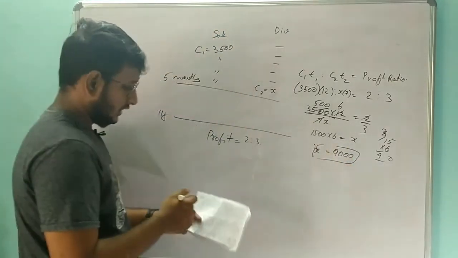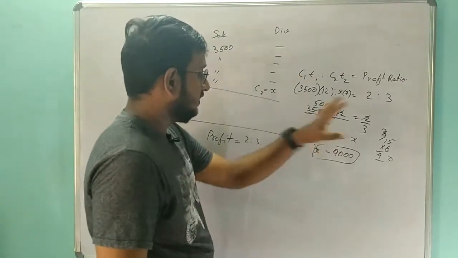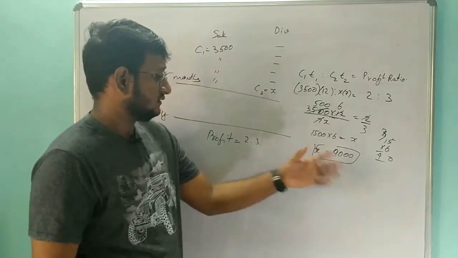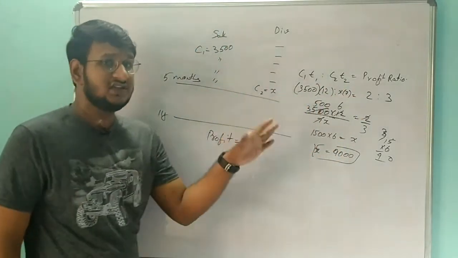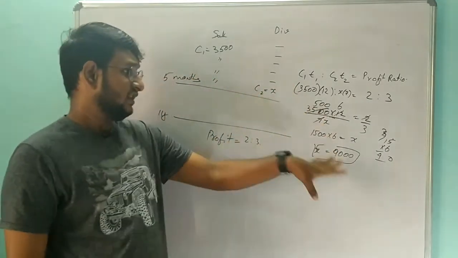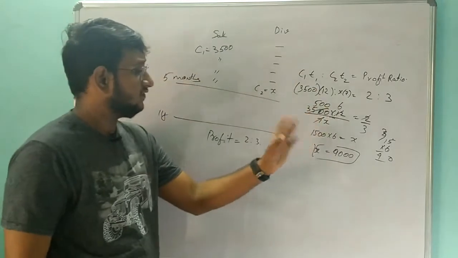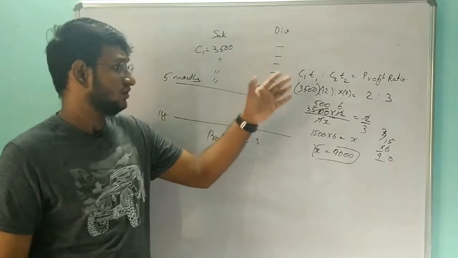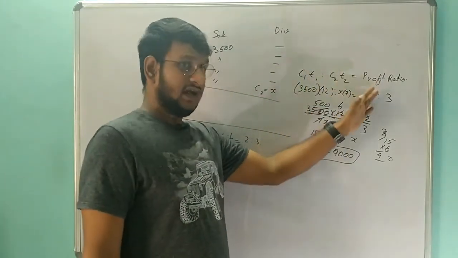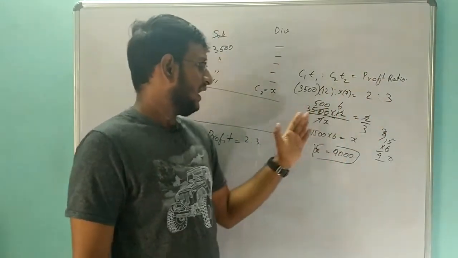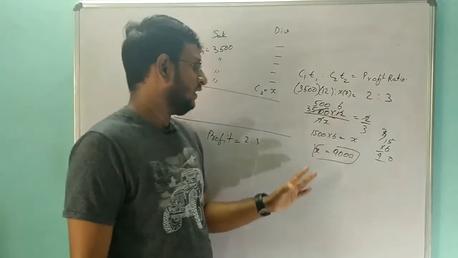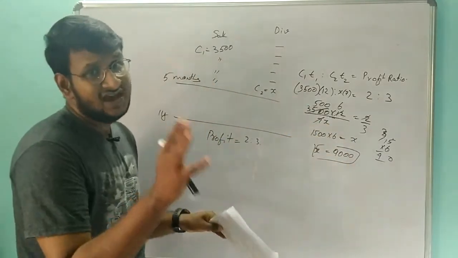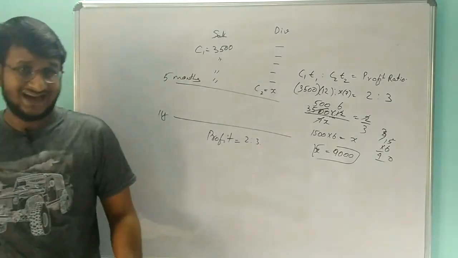So Divya has invested 9,000 rupees for a period of 7 months. Okay, so this is the investment of Divya. Again, we are using the same formula, that is C1 into T1 is to C2 into T2, but we are equating that to the profit ratio, that is 2 is to 3, and with a simple calculation we are getting the required investment as 9,000. Okay, so Divya has invested 9,000 rupees. Let's move on to the next question.